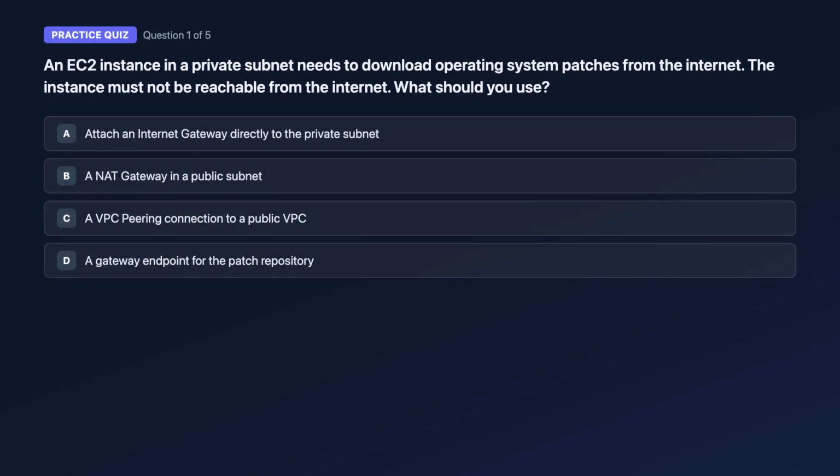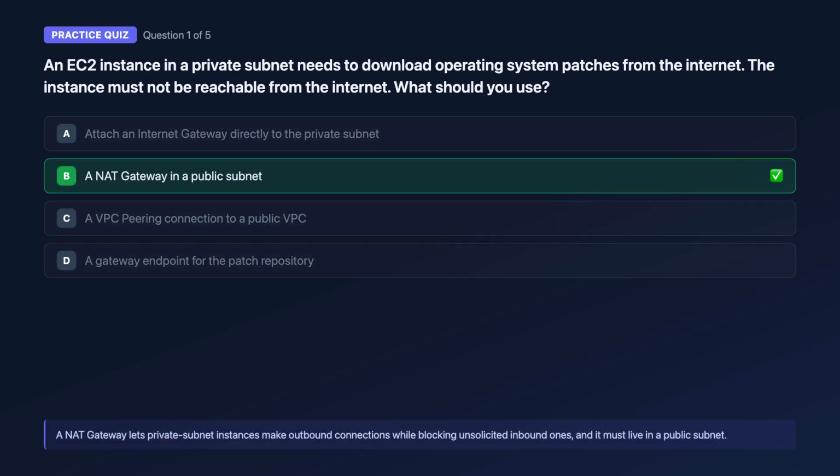Question 1. An EC2 instance in a private subnet needs to download operating system patches from the internet, but it must not be reachable from the internet. What should you use? Is it A. Attach an internet gateway directly to the private subnet, B. A NAT gateway in a public subnet, C. A VPC peering connection to a public VPC, or D. A gateway endpoint for the patch repository? Run the decision rule from earlier before you answer.